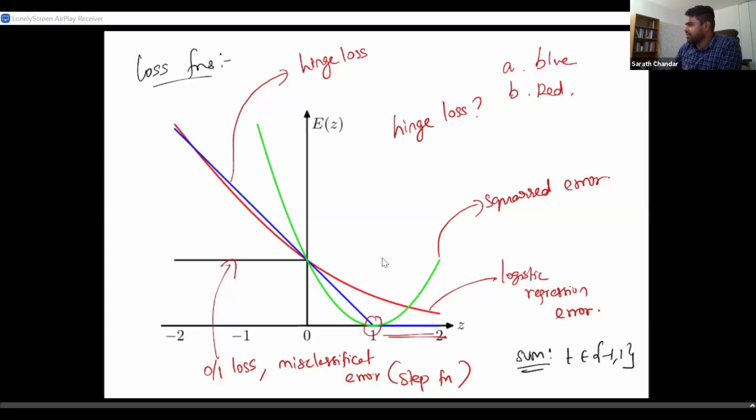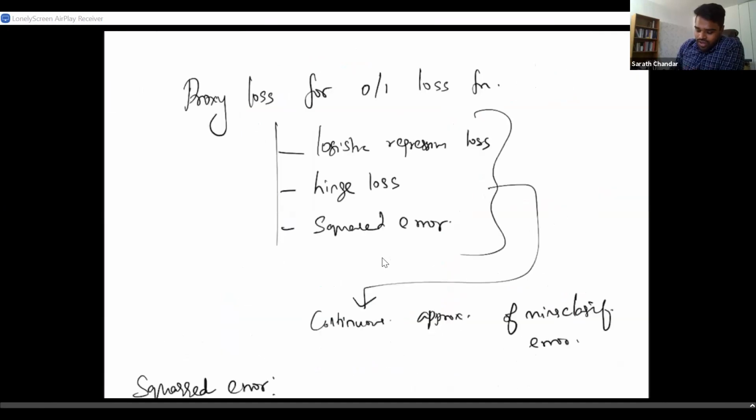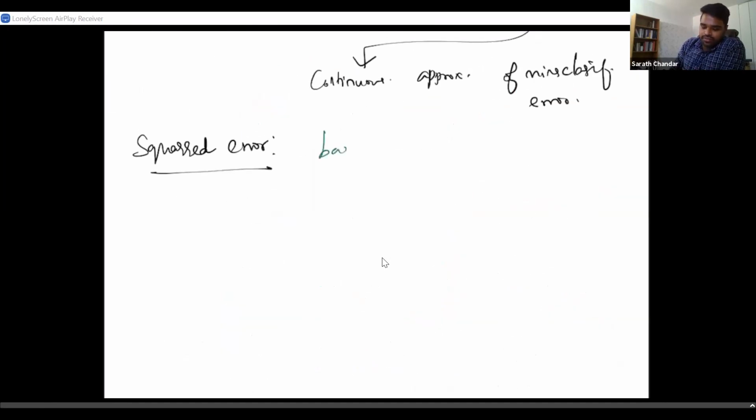So why is it? Yeah, as someone points out in the chat, it has high error on correctly classified examples as well, right? You see that the error is 0 only when the value is exactly 1. For examples which are overconfidently correctly classified, the error just goes up, right? So squared error is a bad choice simply because it penalizes even on the correct side, right?